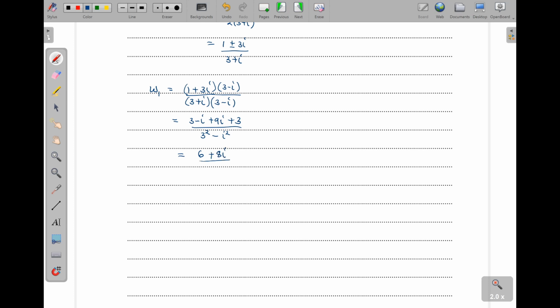And then here, i squared is a negative 1. So the negative will cancel with this negative, we get a plus. So 9 plus 1, that one will give us a 10. So meaning W1 is going to be 6 over 10 plus 8 over 10 of i. But we can write it simplified by 2: 3 over 5, then 4 over 5 i, just like that. So that is one value.